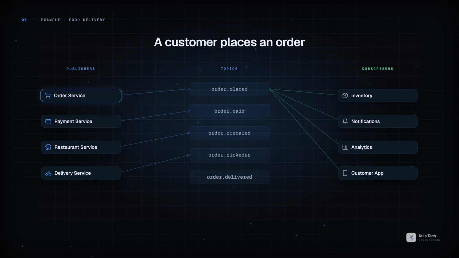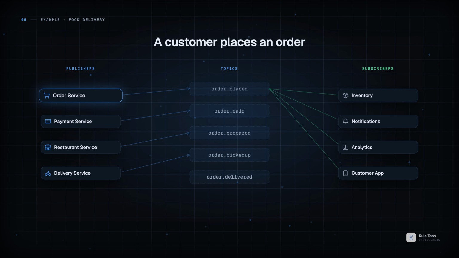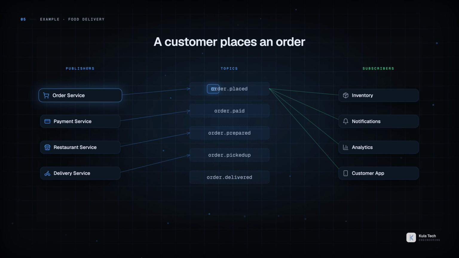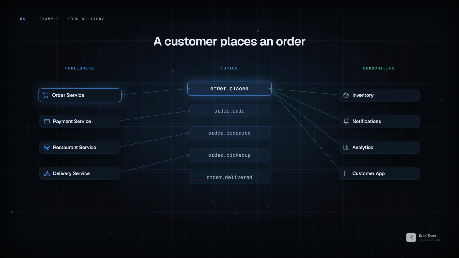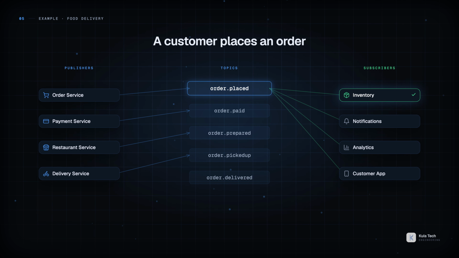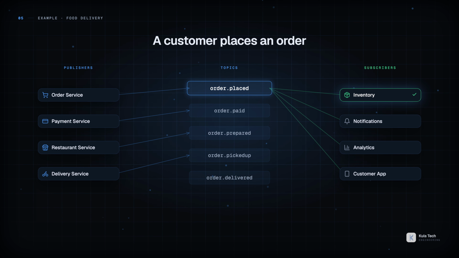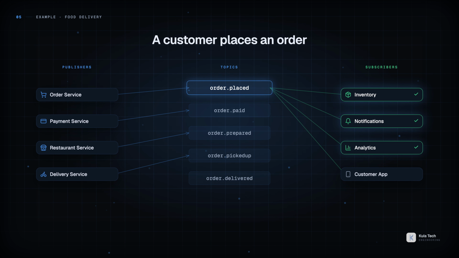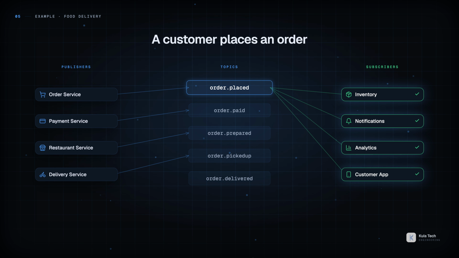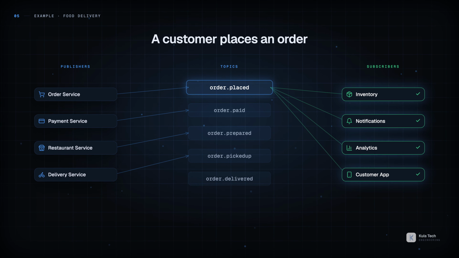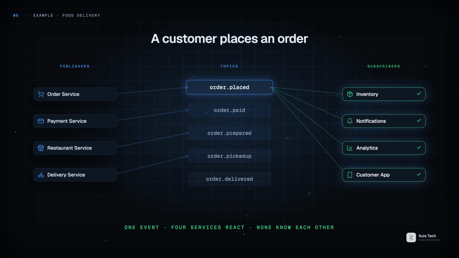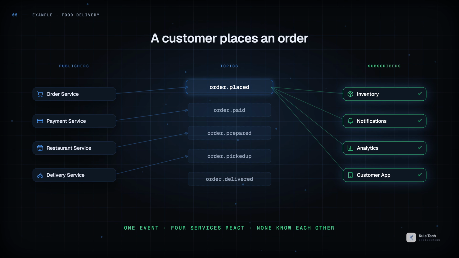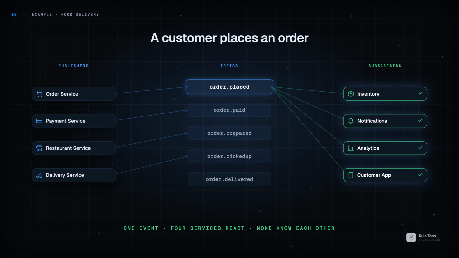it clicks. A customer places an order. The order service publishes one event to a topic called order.placed. It doesn't call anybody. And instantly, the inventory service reserves the food. The notification service texts the customer. Analytics logs the sale, and the customer app updates the screen. One event, 4 services reacting, and none of them know each other exists.